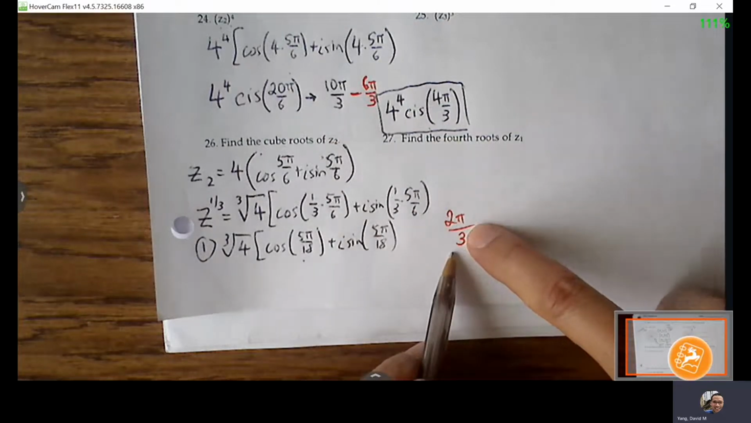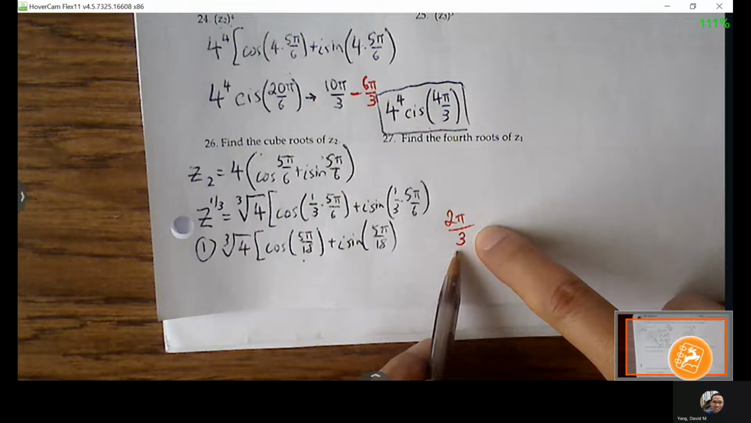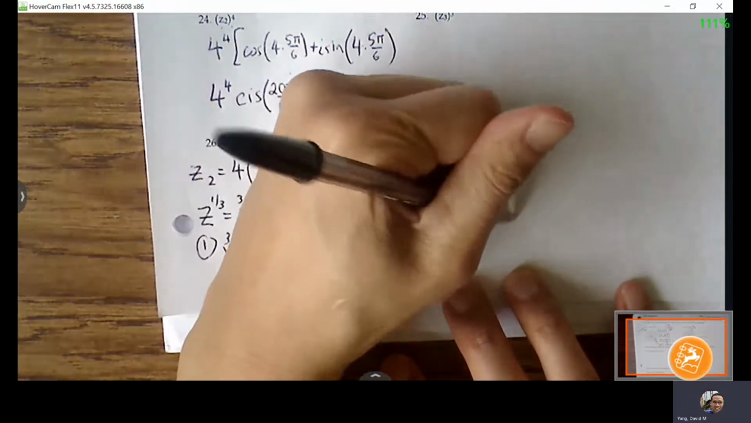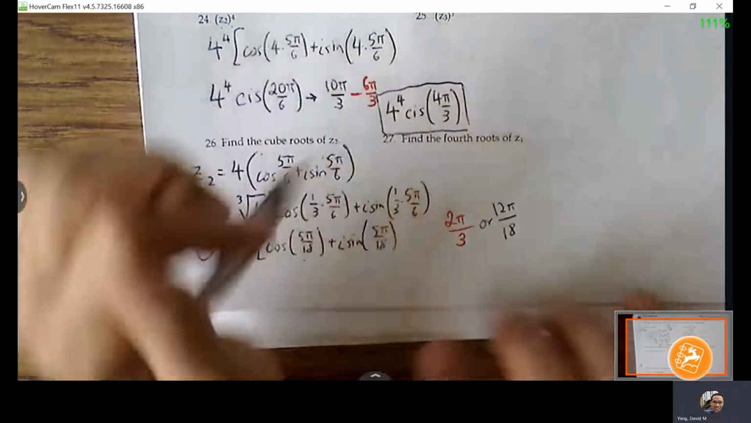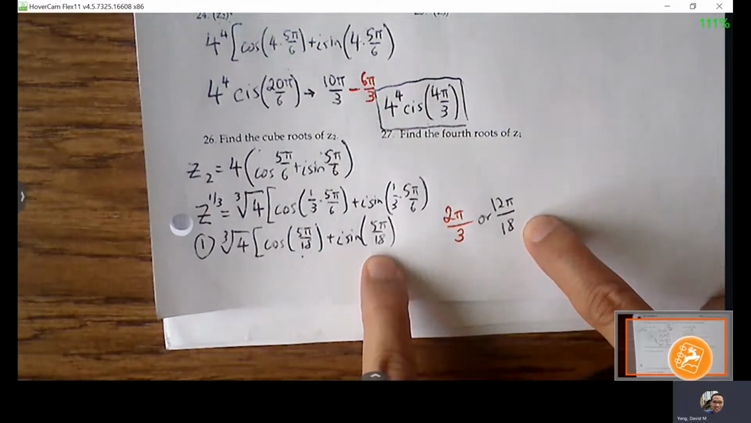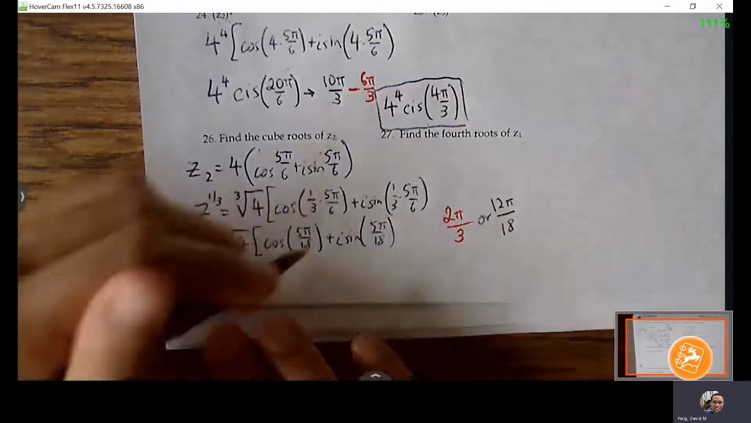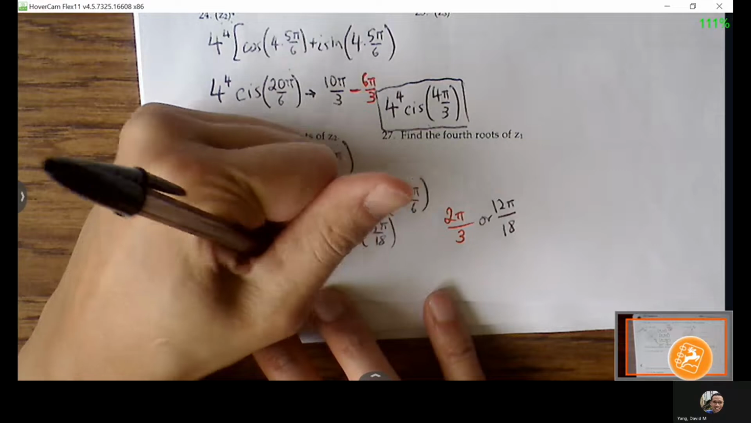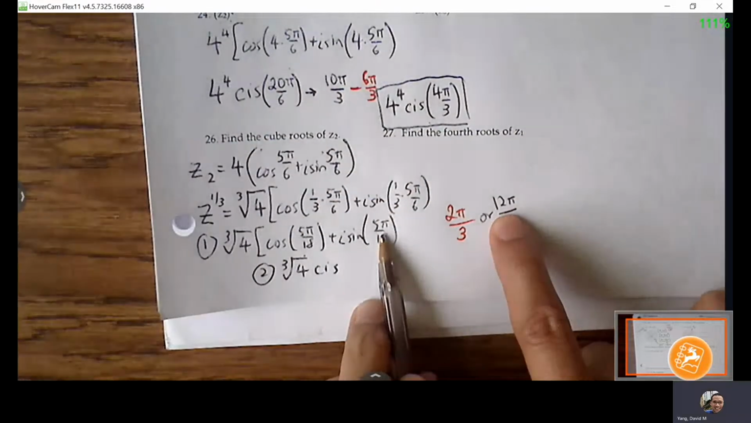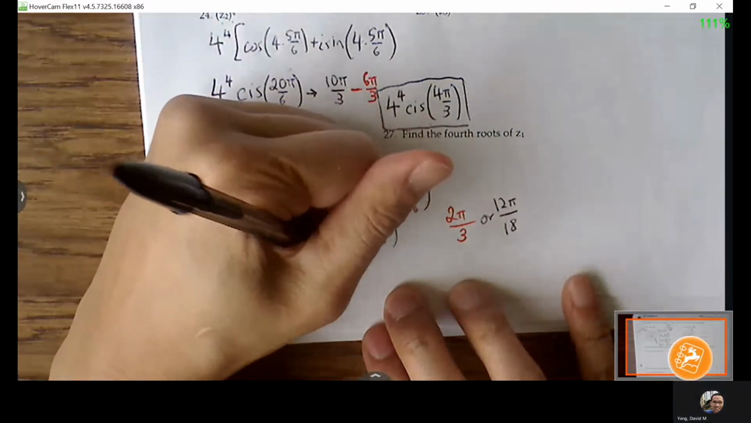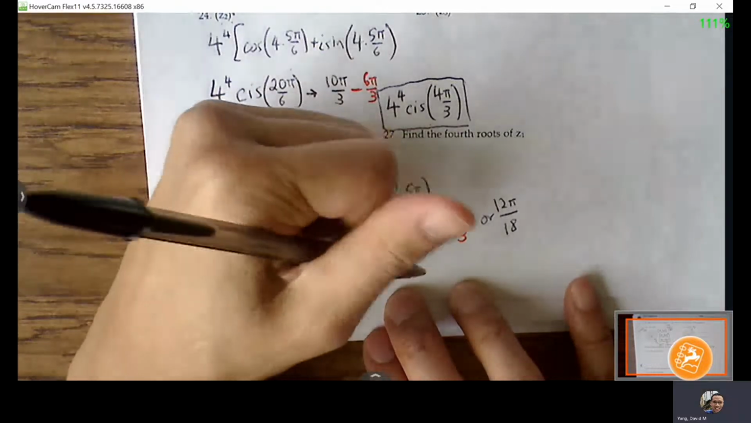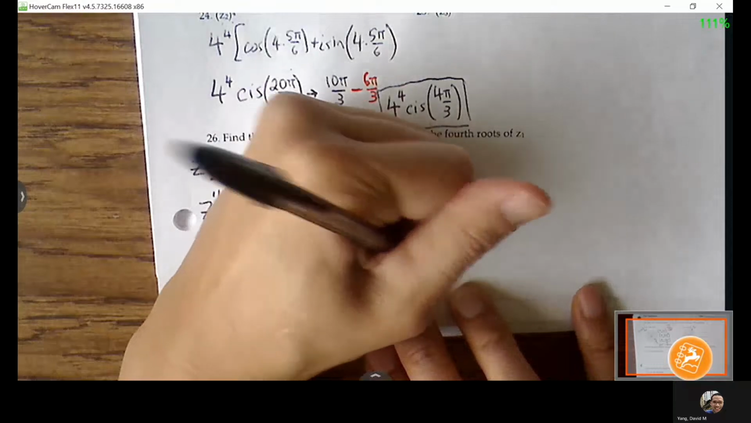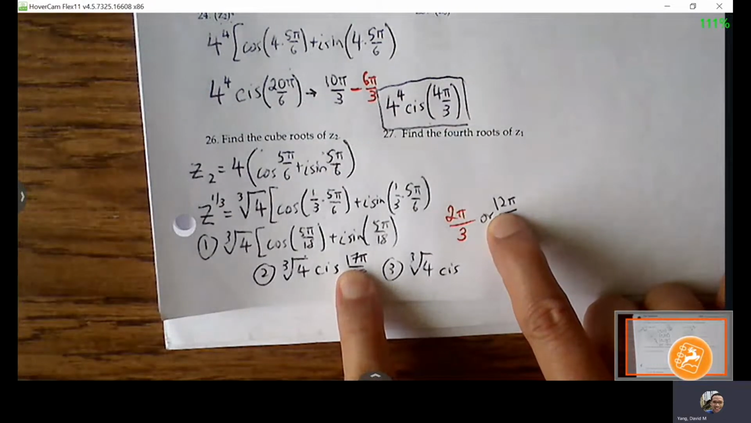But you want to find a common denominator to make it easier. So 2 pi over 3 is the same thing as what? So we just keep adding 12 pi over 18 until we reach the second and third solution. So 5 plus 12 is 17. Seventeen plus 12 is 29.